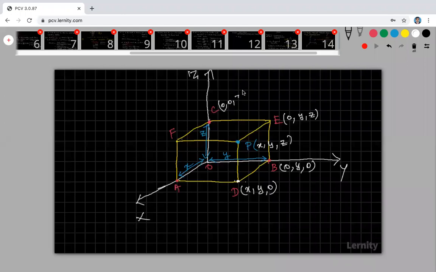Z is there. See, what is my F? My F has an X distance, Y distance 0, and Z distance is Z. Height is there. And this is my 0, 0, 0. No X, no Y, no Z. Everything is 0. X coordinate 0, Y coordinate 0, Z coordinate 0.